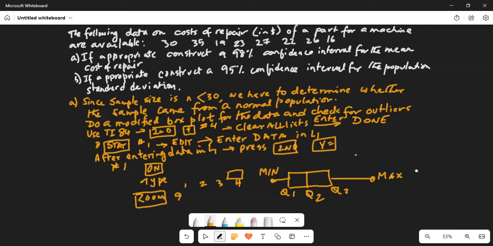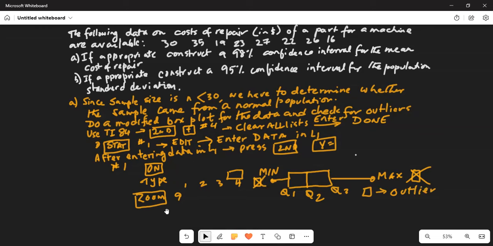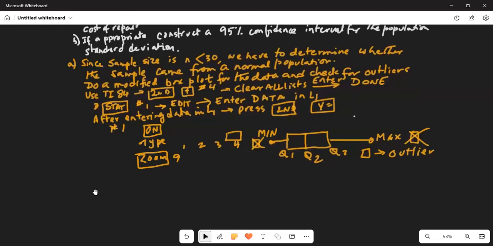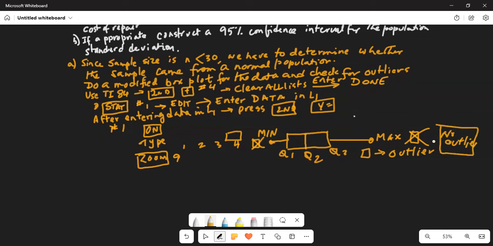Notice, there is neither a square block on the right nor a square block on the left. These square blocks indicate outliers. So there is no outlier in this data. This is important because had there been an outlier, then the sample did not come from a normal population.